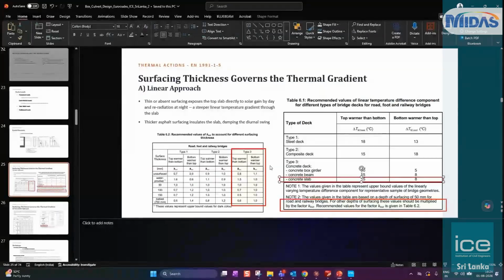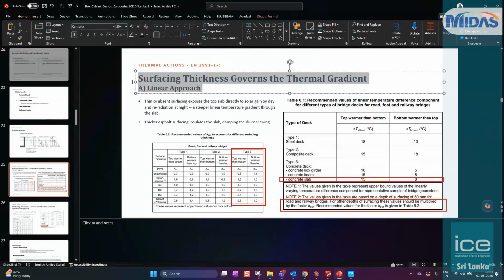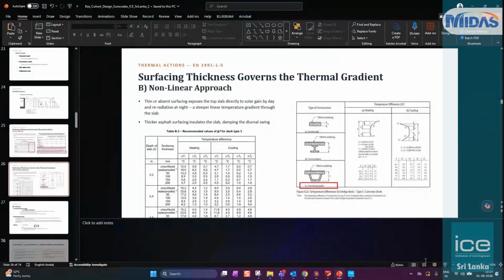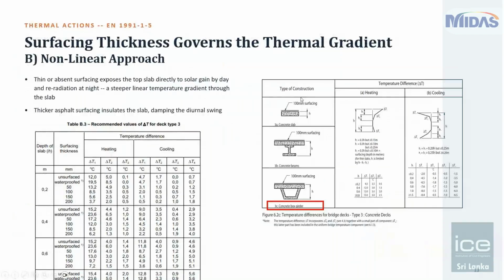Okay. Now, one important point to note is that this was a linear assumption. So the code has suggested two ways of estimating the thermal gradients, right? First is the linear approach where you directly assume that the top is higher than the bottom or the bottom is higher than the top and linearly interpolate between the two faces, right? But there is also a non-linear approach suggested by the code, okay, where the code has given you different temperature differences based on the thickness of the concrete slab.